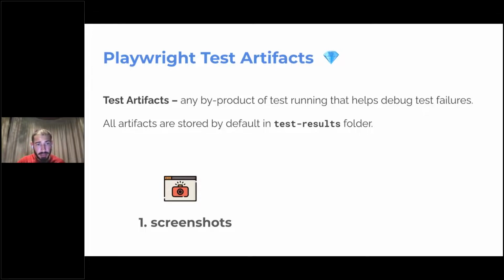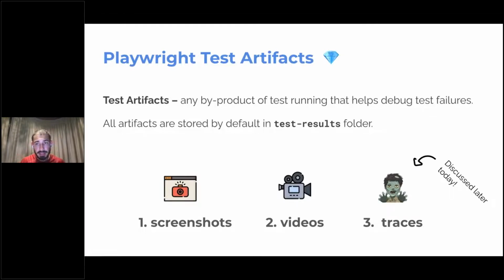So first one is called screenshots. And this is an easy one. Every time your test fails or just passes, we can take a screenshot of the page. So nothing fancy here. Second one is called videos. And this lets us record the full flow of the test, how it was passing. And finally, we have this traces thing that we don't know what it is yet, but we'll discuss it later today. So by default, Playwright Test does not collect any test artifacts. So we have to configure it so that it collects something. Now let's see how we do it.